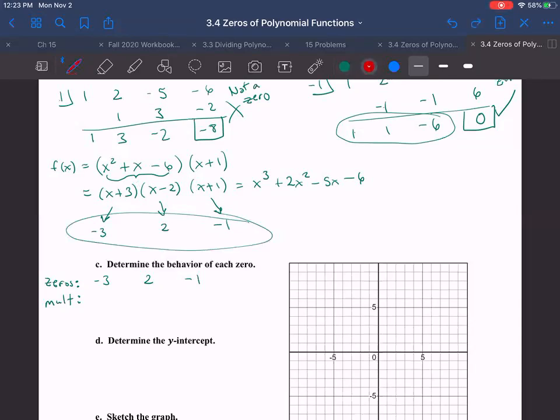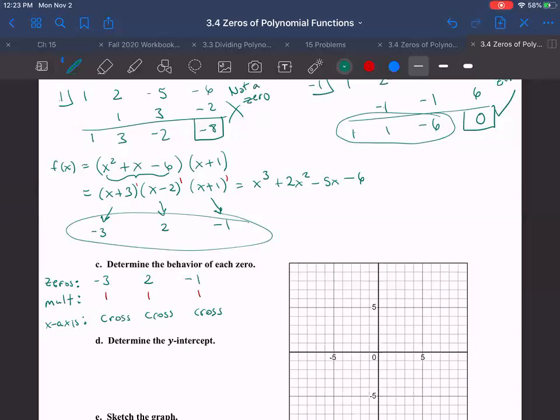Let me do it in a different color in red here. So 1, 1, 1, that's what they all have. Therefore, they all have multiplicity of 1, just like that. And then our last thing is, what do they do then because of that on the x-axis? Well, every one of them has an odd multiplicity, so they're going to cross. They all cross the x-axis at those locations.